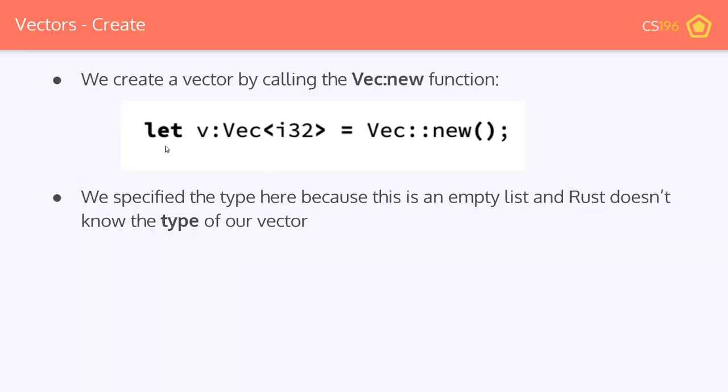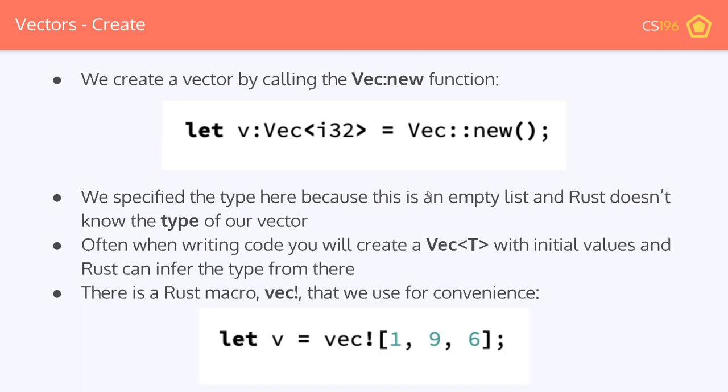And so, let's say we want to have a vector of integers with 32 bits. We can say, let v: Vec<i32> = Vec::new(). Okay, so what's going on here? We're creating a variable called v that is a vector of 32-bit integers, and we're actually instantiating it, right? We're creating it on the heap. Again, this starts as an empty list, and so nothing crazy there.